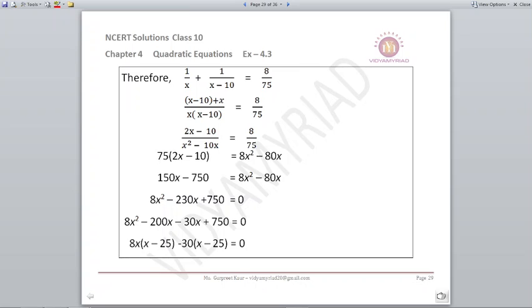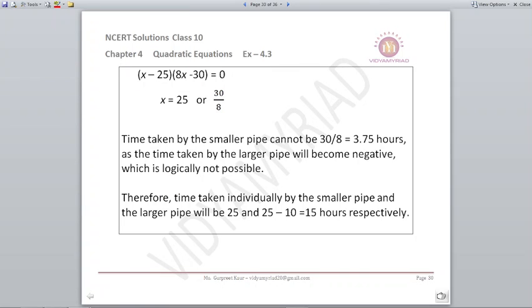You can solve this with the help of middle term splitting, and you will see that you get the factors x minus 25, 8x minus 30 equal to 0. It means x is either 25 or it is 30 upon 8. So the time taken by the smaller pipe cannot be 30 upon 8, as the time taken by the larger pipe will become negative in this case, and hence it is not possible.